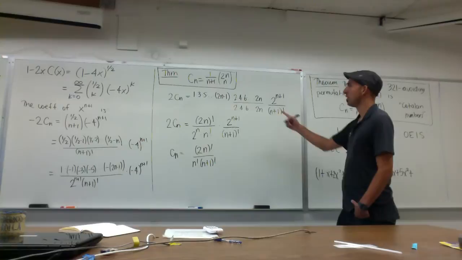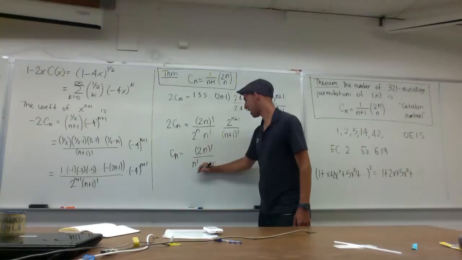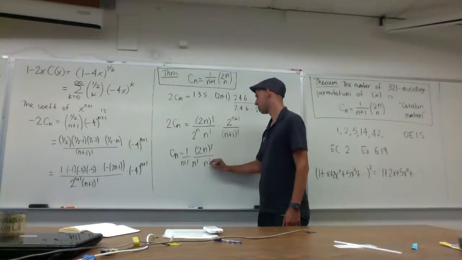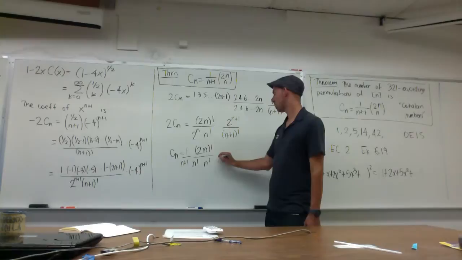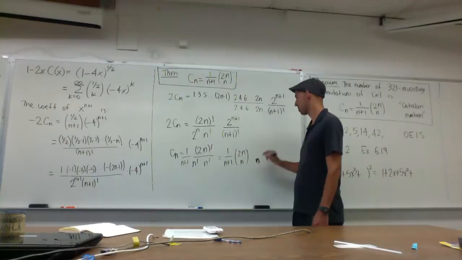In order to make it look like this, let me just take this n plus 1 factorial and write it as, I take this guy out and I just put 1 over n plus 1, and then I put n factorial. N plus 1 times n factorial is n plus 1 factorial, and this is 2n choose n. Any questions about that proof?